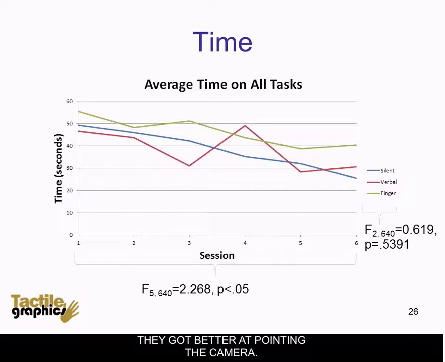So they did improve. They got better at pointing the camera. In the end, the silent and the verbal modes were the fastest, and the finger pointing took the longest, but it was not significant. You know, there's a little bit of difference, 40 seconds versus 30. And so we did our statistical analysis.